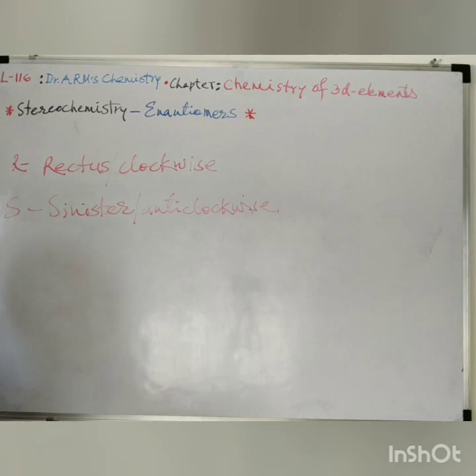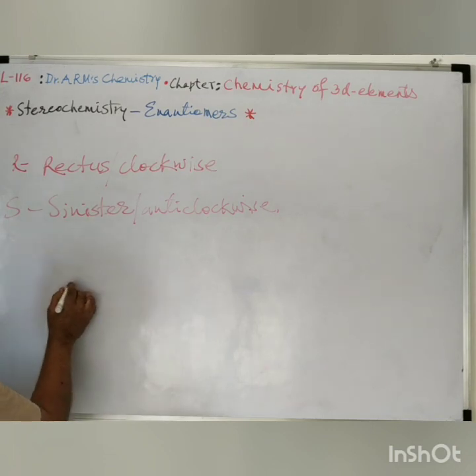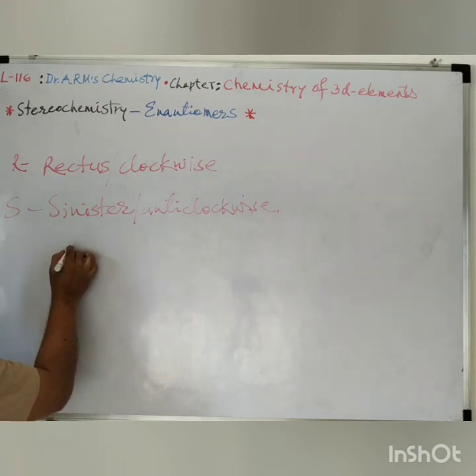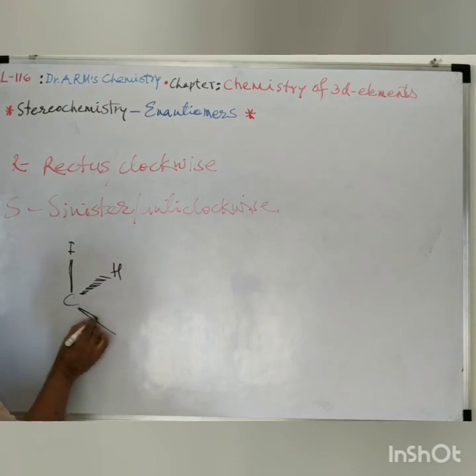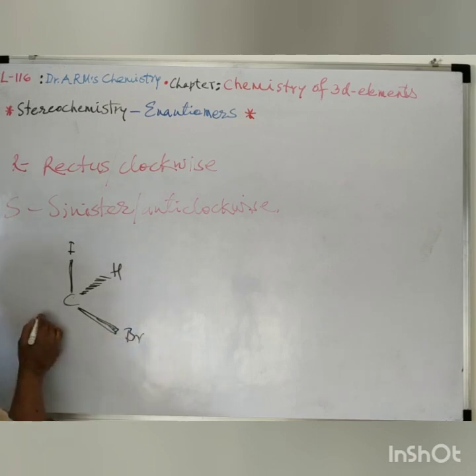Now we will see the example. Say this is carbon. It is attached to this bromine. So this is hydrogen. This is Br. And this is Cl.